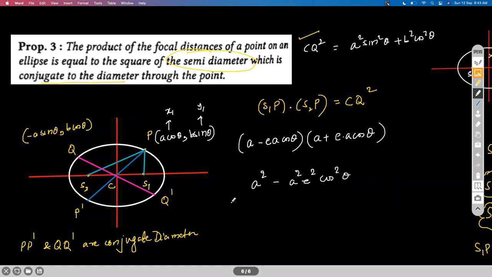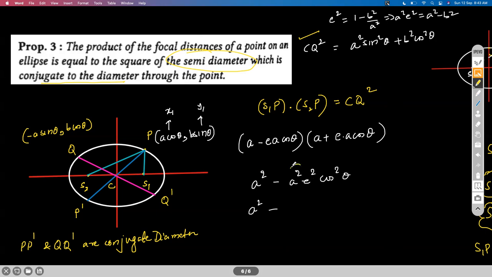Okay. So this becomes A square. Now E square, we already know it's, let me write it down. So E square is 1 minus B square by A square. So A square E square is A square minus B square. So I'll use that over here.